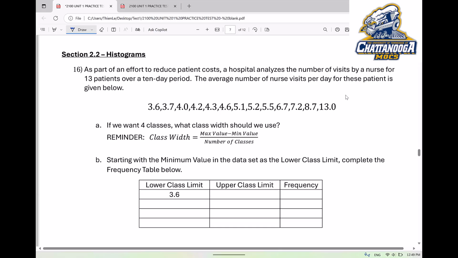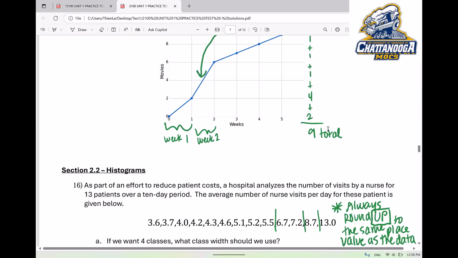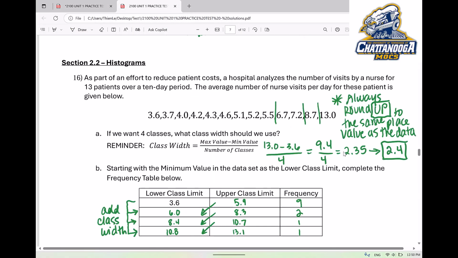So the class width here is the max subtract the min divided by number of classes. So for this data, the max is 13, the min is 3.6. So what you need to do with that, just 13 subtract 3.6 and divide by 4, right? You just choose a number bigger than that, right? But for sure not too big, right? So okay, you get like 2.35 and you round up a little bit, right? With 2.4.